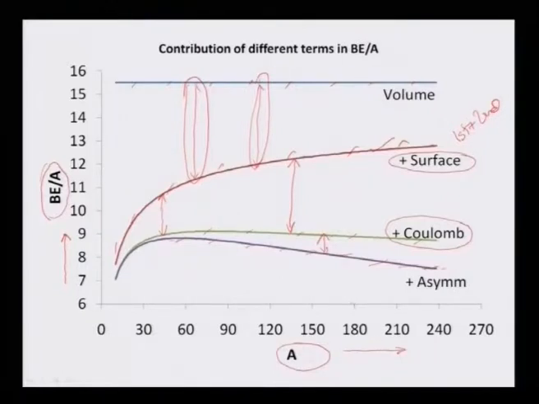At this particular A, which will be somewhere around 180 or so, this whole thing is volume energy, coming from the volume term. Then this much is the surface term, which is subtracted to get this; then this much is Coulomb, which you subtract to get this; and then from symmetry you have a smaller contribution, and you get this. And of course, pairing is not shown here.